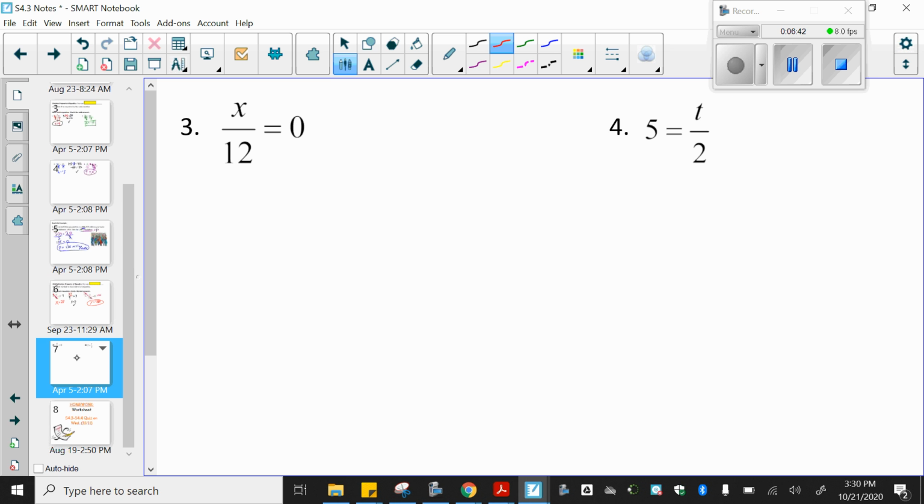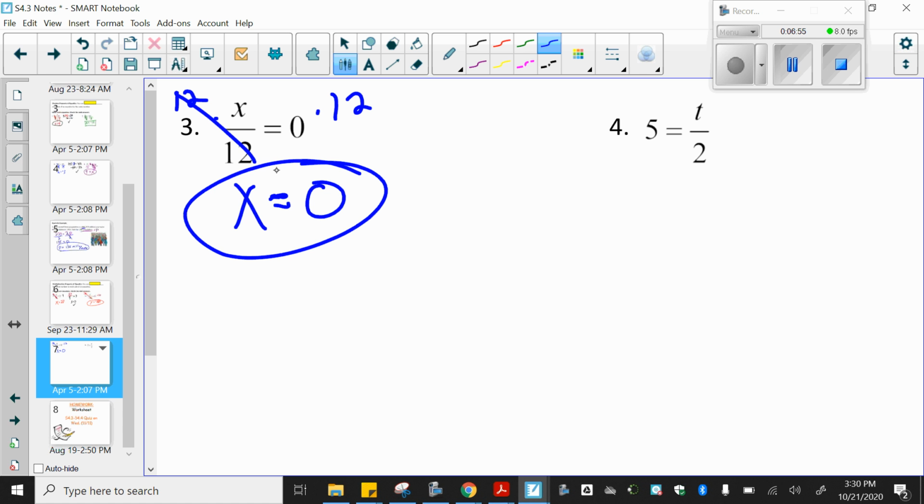Next. 3, we have x divided by 12 equals 0. I'm going to multiply both sides by 12. Those cancel, leave x. 0 times 12 makes, you got it right, 0, so x equals 0. This would have made 0 regardless of what number was down here, just how it works out.